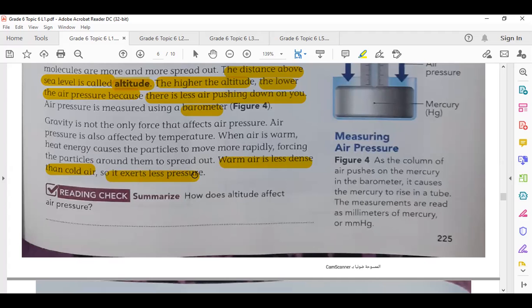Okay, and as you know, wind or air always moves from areas of high pressure to areas of low pressure. So air moves from colder areas to warmer areas. Again, warm air is less dense, so it exerts less pressure. So cold air has more pressure than warm air.